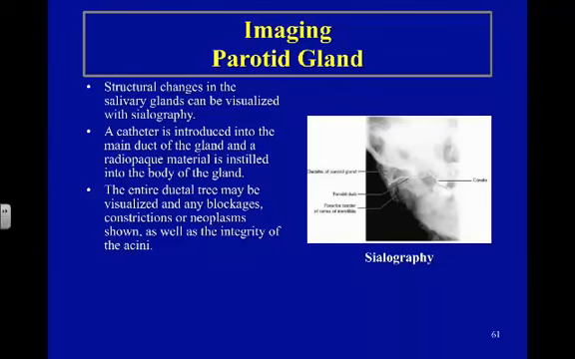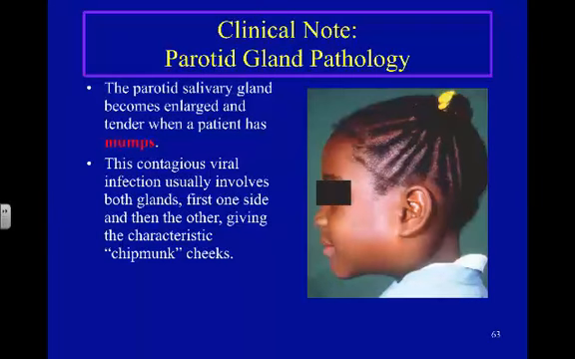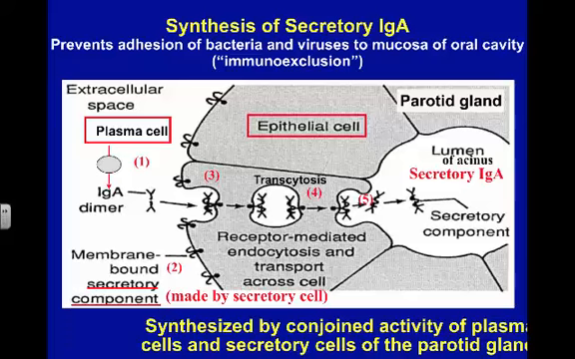So here we have something called sialography, where we inject a dye and we can see the structure, whether or not there are any blocks. We put in the cannula, we inject, and we can see if there are any blockages here. So here is the location, and you can see how the nerves begin to cross the parotid gland. Here is mumps. You can see the swelling clearly, and that's really what we call the chipmunk cheeks, and that is very painful because the glands swell.